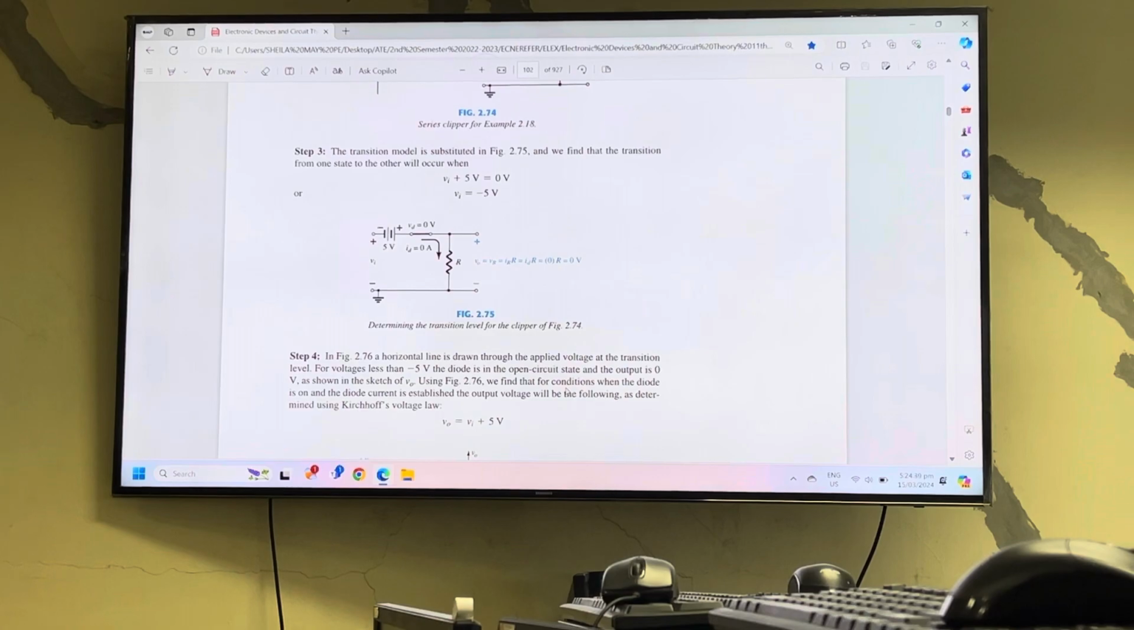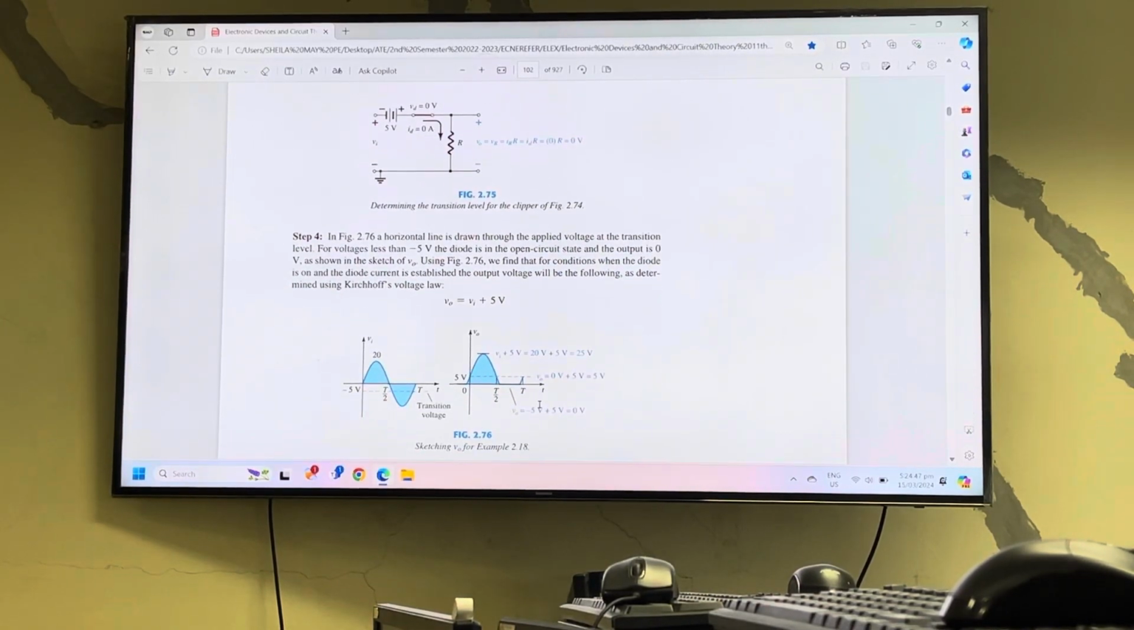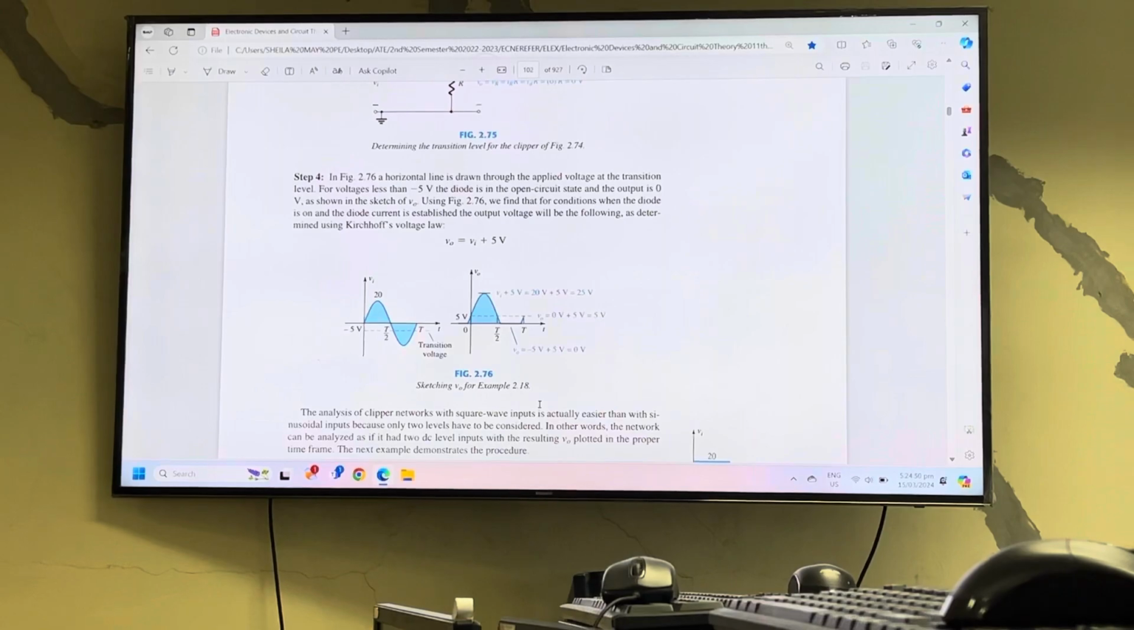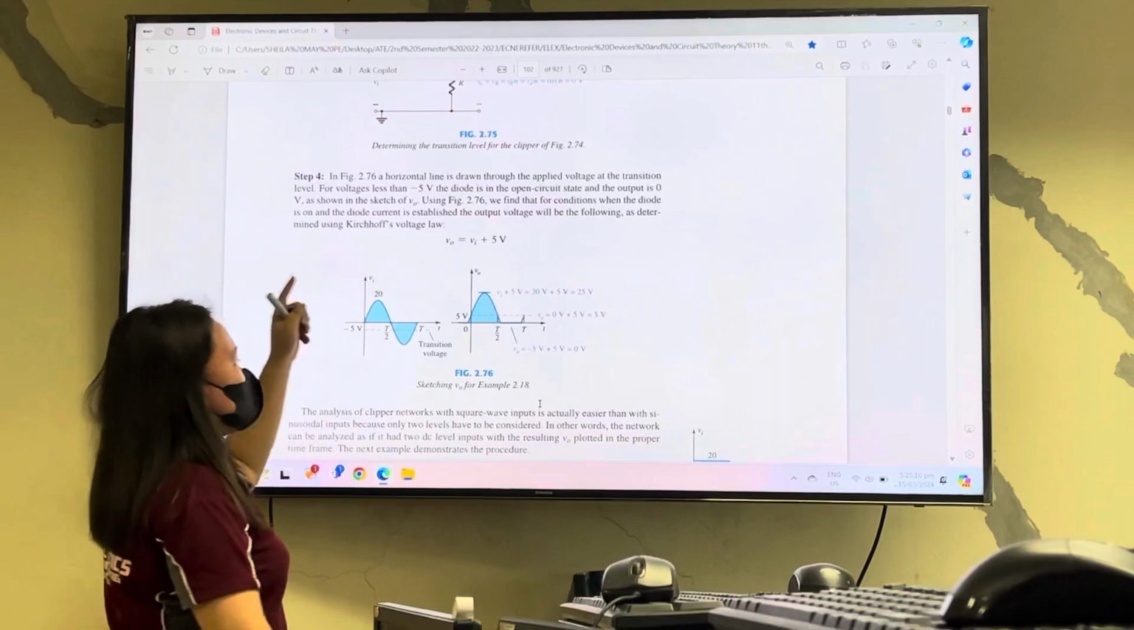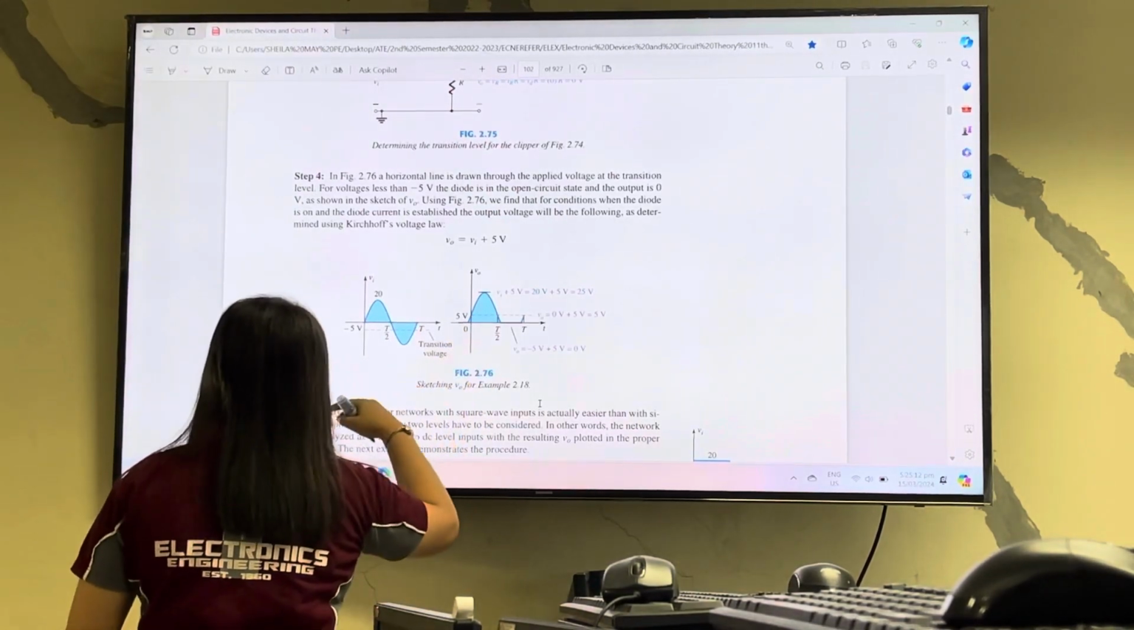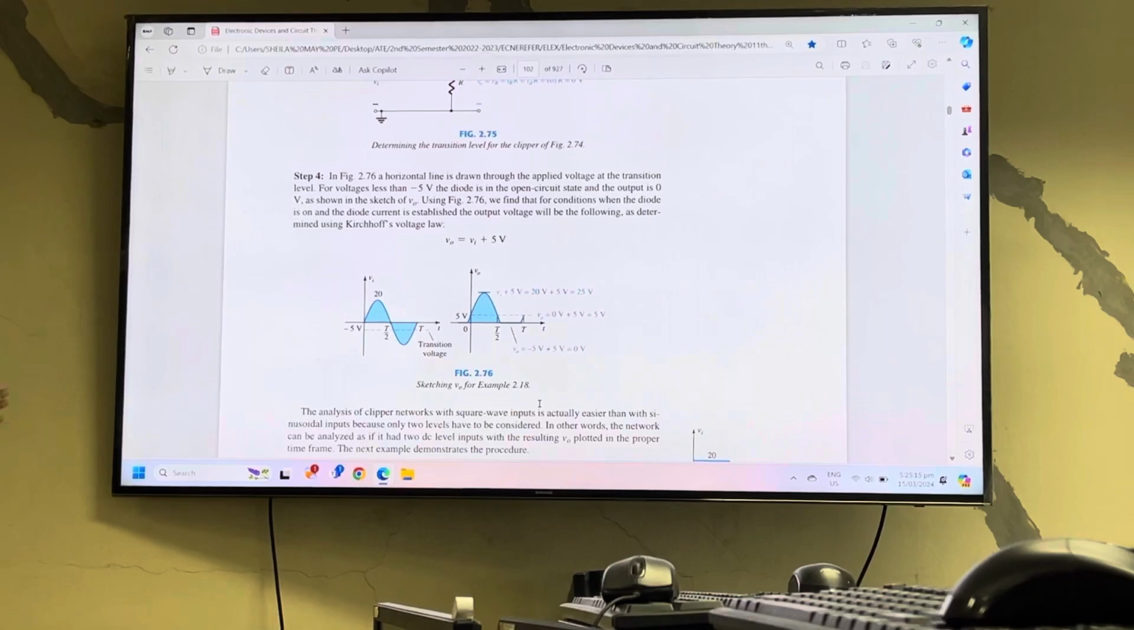Okay. Now, next, for our reverse bias condition. Can we loop? No, because our diode is in reverse bias condition. In reverse bias, there is no current, therefore there is no output voltage. So V output is 0 volts. That is for off. Okay? Now, we're going to graph it.